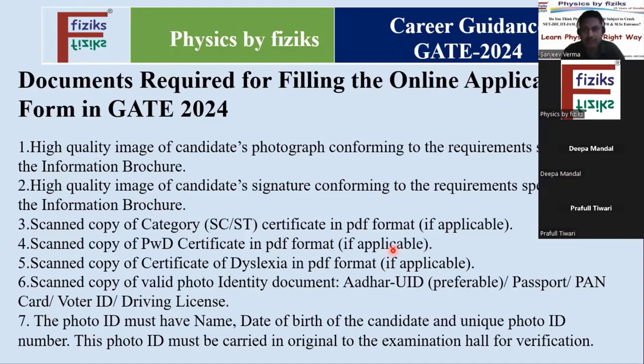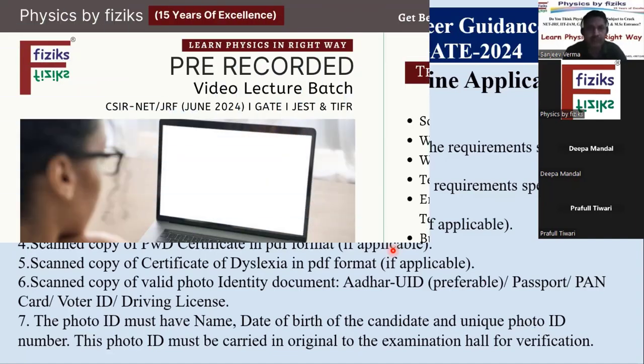Generally, it is from 20 KB to 200 KB, and suppose your photograph is of a size which is more than 200 KB, then there are so many websites available. You can search on Google, which can reduce the size of your photograph. Similar is the case with your signature also.